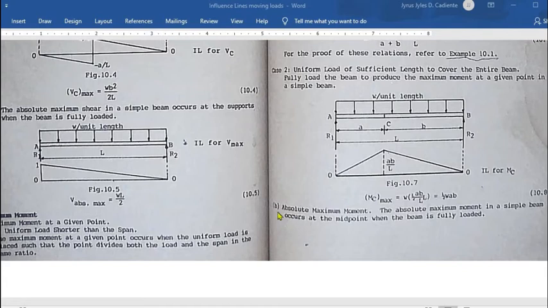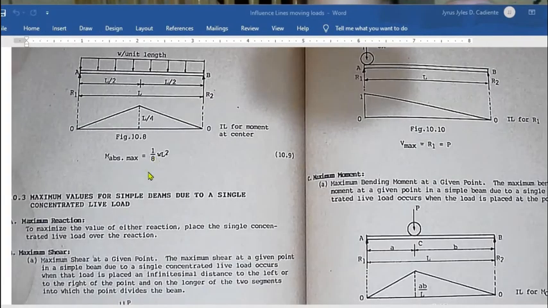Okay, and then letter B, absolute maximum moment in a simple beam occurs at the midpoint when the beam is fully loaded, which happens to be 1/8 times WL squared. Okay? So, alam na natin itong equation na yan. WL squared all over 8. That is the moment for a simply supported beam.